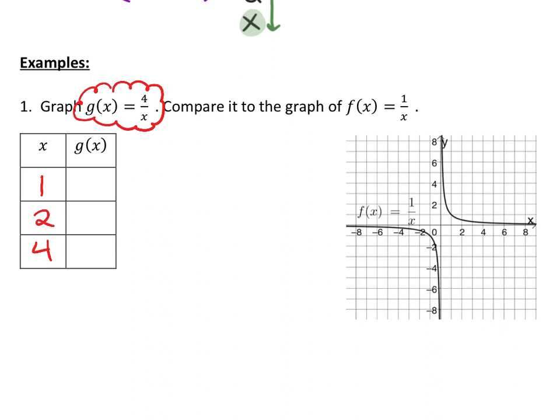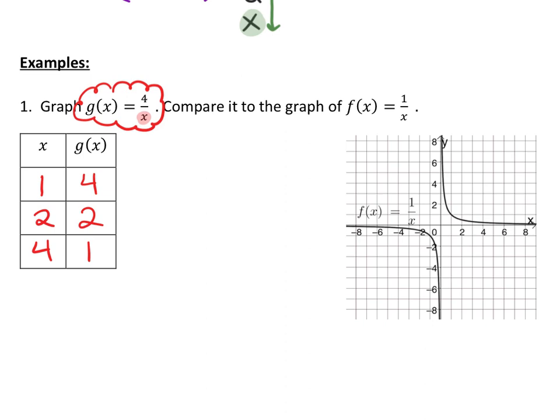And I chose these numbers specifically for a reason. When we plug in the number 1 into where x goes, we would just be doing 4 divided by 1. And what's 4 divided by 1? Oh my gosh, we're overthinking it. What's 4 divided by 1? 4. If we plug in 2, we'd have 4 divided by 2. And what's 4 divided by 2? And then the reason I skipped 3 is because 4 is not divisible by 3. If we plug in 4, what's 4 divided by 4? 1.